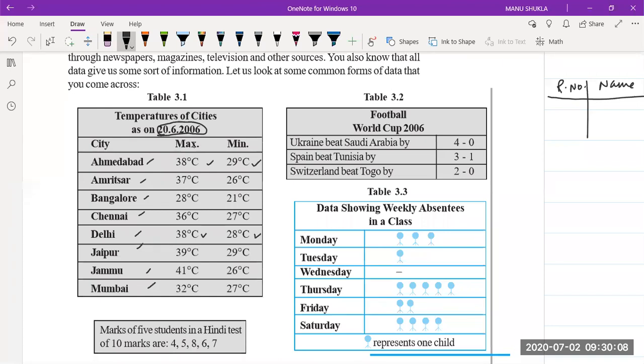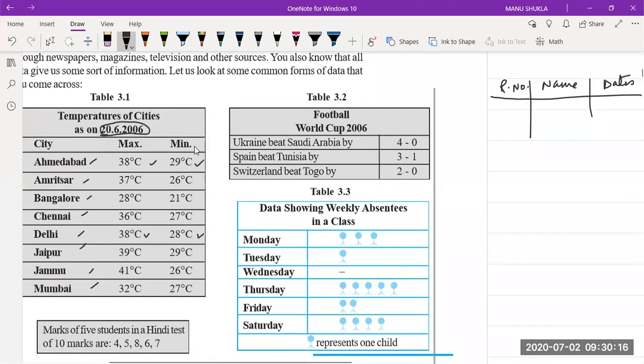Good, beta. Now see. Similar to this one, temperature, you can see this football one. Ukraine beat Saudi Arabia by 4-0. So if I just write 4-0, will you be able to understand what is the information? This is only data. 4-0 is only data, but it is meaningless. Until and unless I write Ukraine beat Saudi Arabia by, then only you are able to understand it is 4-0.